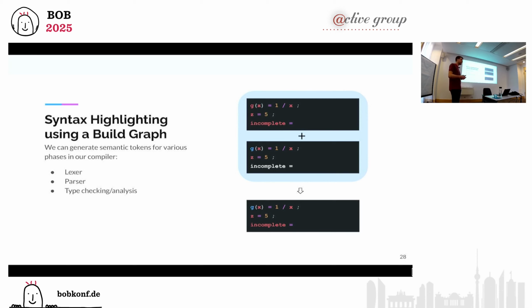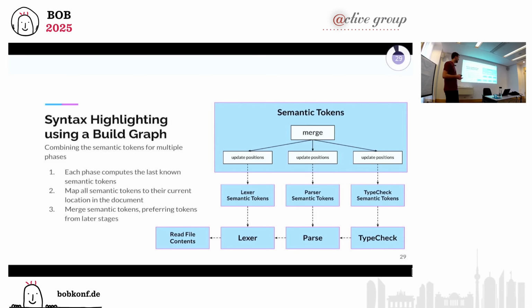But how do we express something that looks kind of complicated, right? Well, if we have a build graph, it turns out we can express this quite efficiently. Efficiently and also quite beautifully, right? So this may look intimidating, but it is quite straightforward. We have the normal parser pipeline where we say the lexer needs to read the file, of course. Then the parser needs the results of the lexer. The type checker needs the result of the parse tree. And in each of these phases, we generate semantic tokens based on these intermediate results.